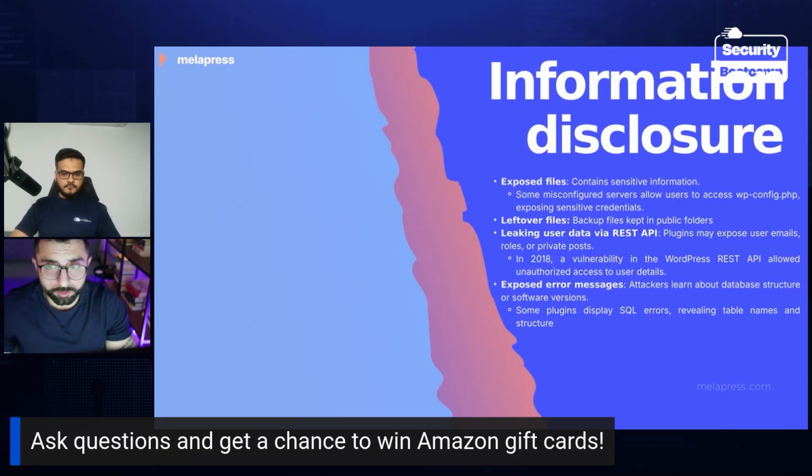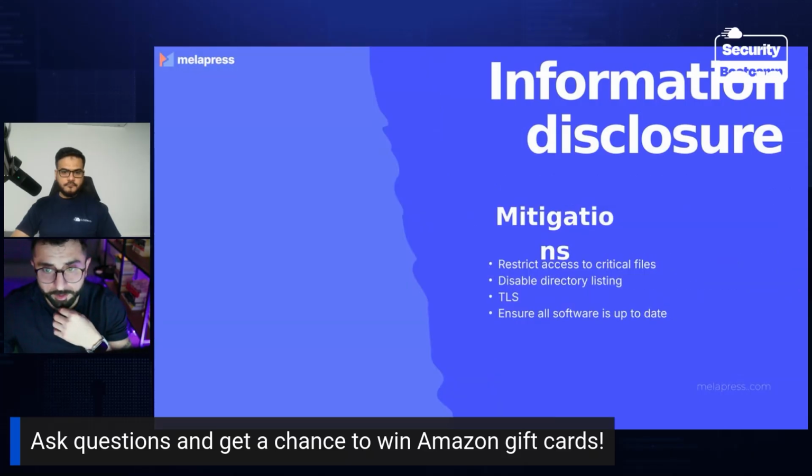So how do we mitigate the risks of information disclosure? Always make sure that you restrict access to critical files, disable directory listing, ensure all software is up to date, and ensuring all software is up to date basically works for most of the threats. And as we mentioned in a previous threat, make sure you have a TLS certificate.